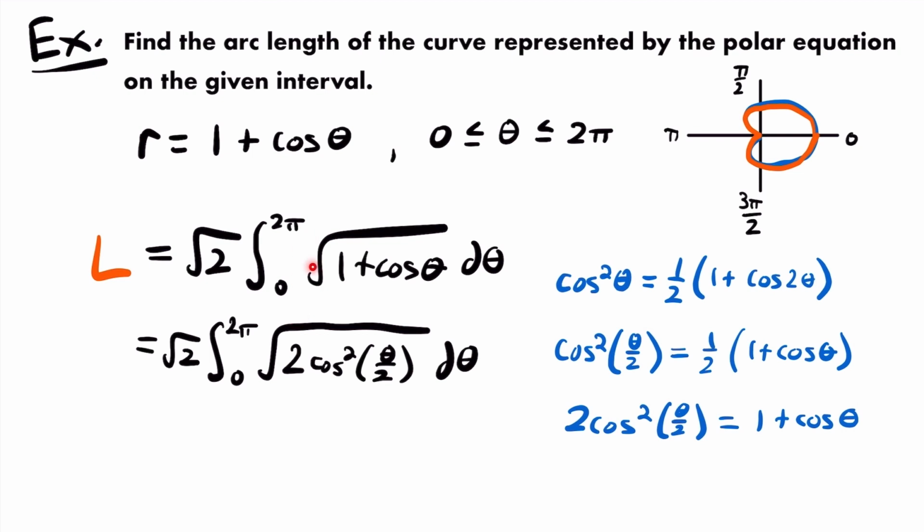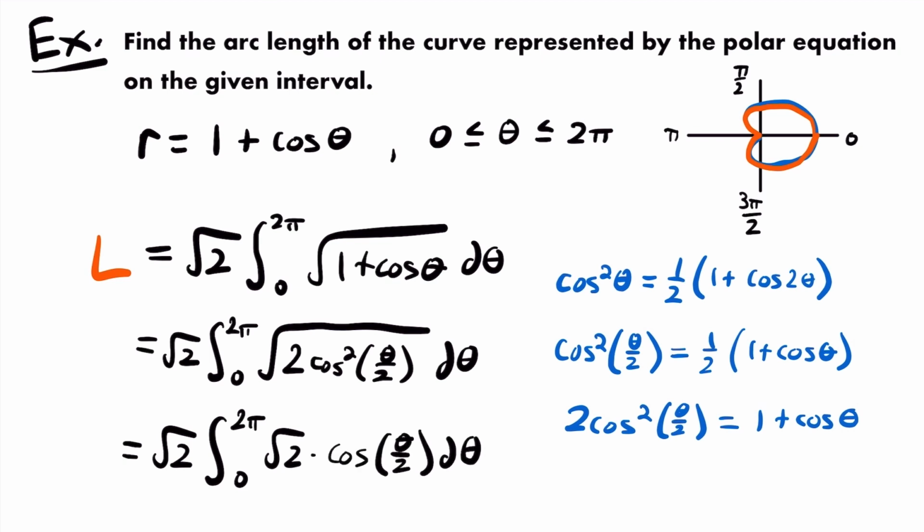All right, so these two integrals are equivalent, but now what we can do is take the square root of 2 times cosine squared of theta divided by 2. And so if we do that, this will be equal to the square root of 2 times the integral from 0 to 2 pi of the square root of 2 times cosine of theta divided by 2 d theta.